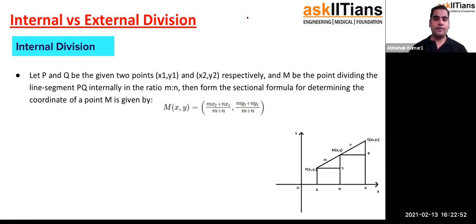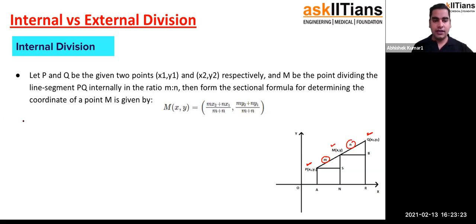Okay, so the first case we are going to discuss is a case of internal division, guys. So what are we going to do here? You can see this figure on your side. We have a point P whose coordinates are x1, y1. You have one more point Q whose coordinates are x2, y2. And this point M whose coordinates are x comma y is dividing the line joining point P and point Q in the ratio M ratio N. We are provided this.